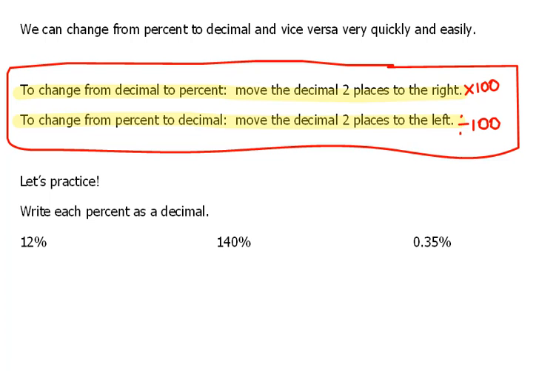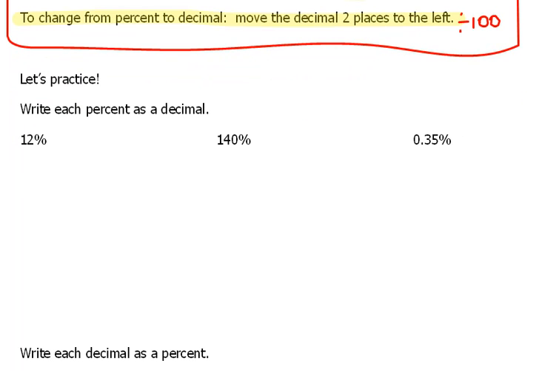Okay, let's practice. Here we have some problems that say write each percent as a decimal. So now if we're going to change from percent to decimal, we're going to go from percent, which means we divide by 100. Or another way of saying it is to move the decimal 2 places to the left. Another way you can look at this is, I want to get rid of this percent symbol. So if I get rid of it, I'm moving away from the percent. So we're going to move 2 places to the left. So 12% would be the same thing as saying 0.12. Now we could work with that mathematically.